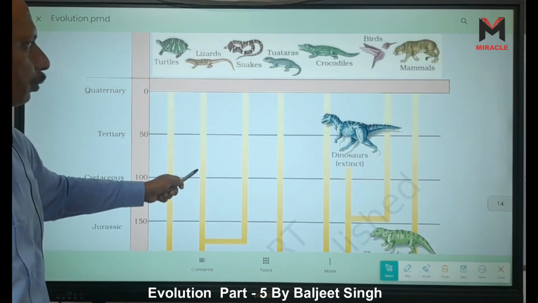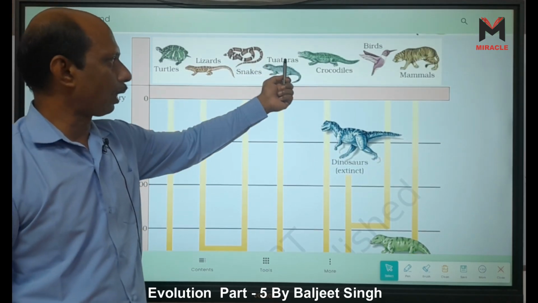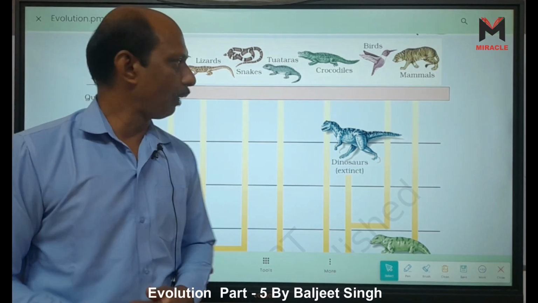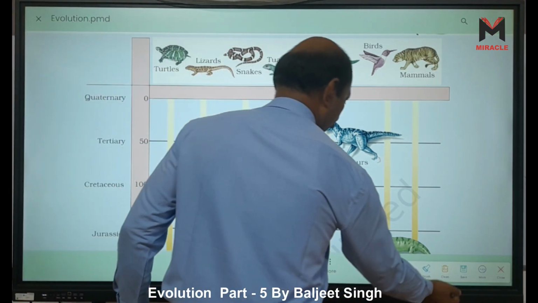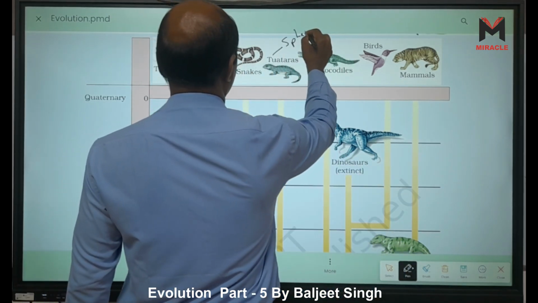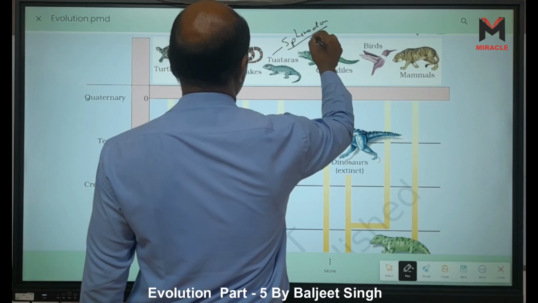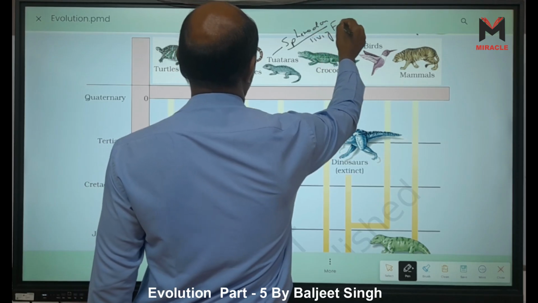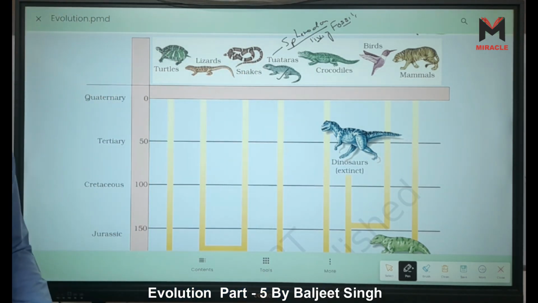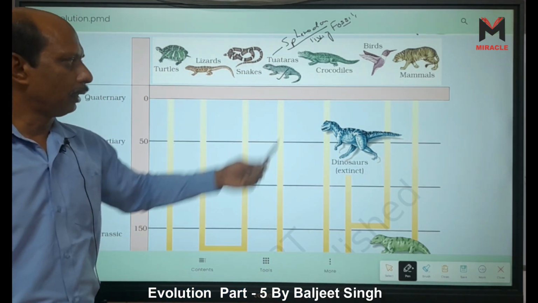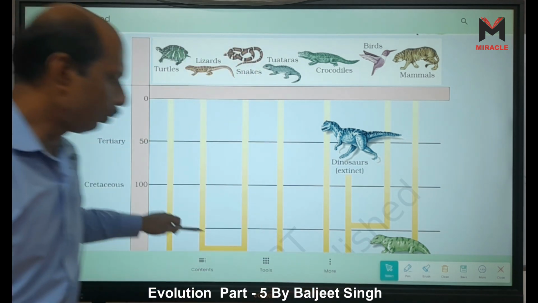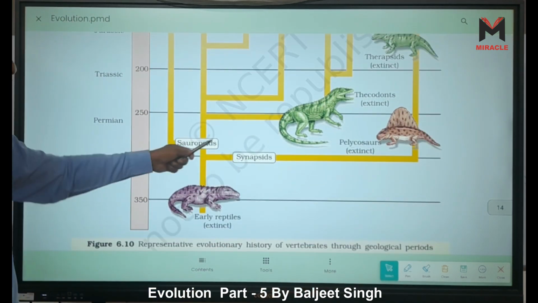Two other branches are also there, which develop into snakes and Tuatara. Tuatara's scientific name is Sphenodon. This is the living fossil; only one is there, right? Lizards, snakes, and Tuatara are formed through the sauropsids.